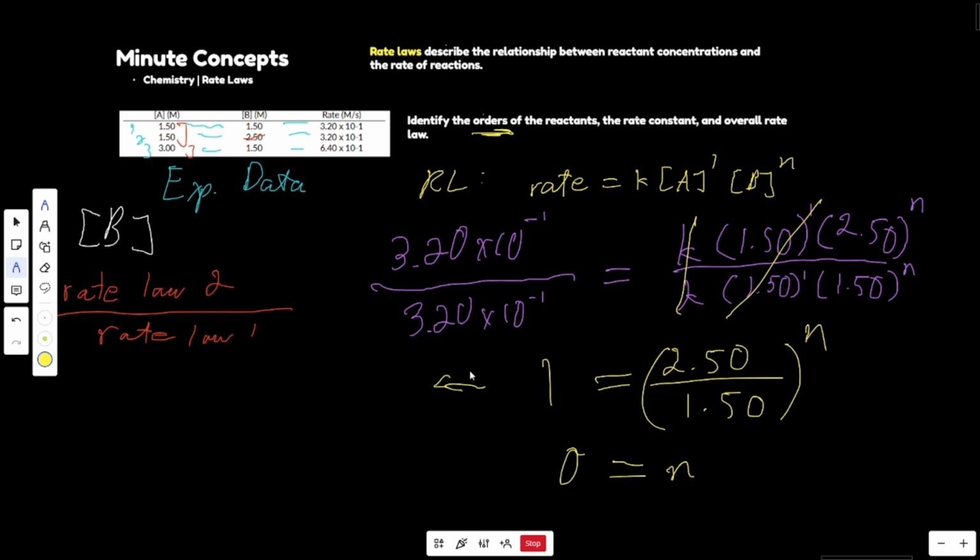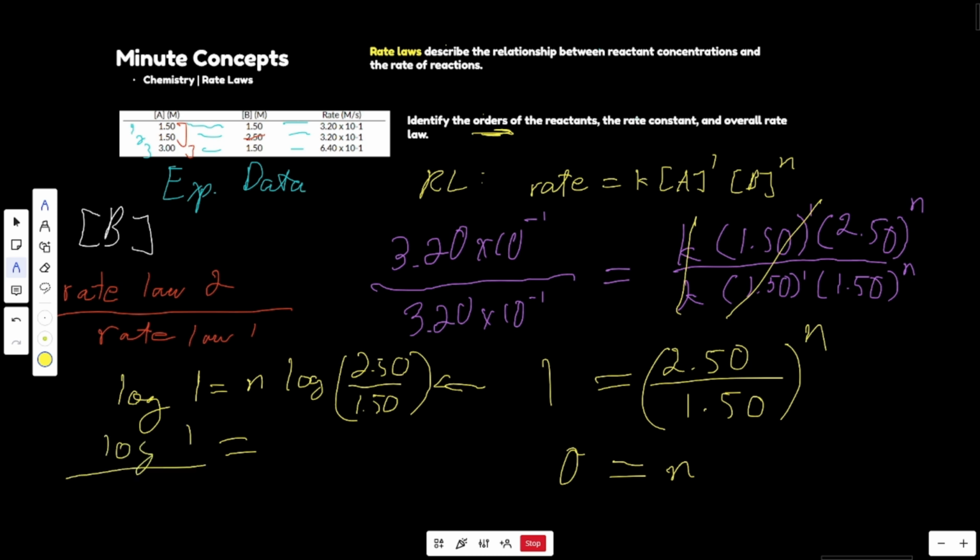Again, the longer version of this would just be log 1 is equal to N times log of whatever 2.50 over 1.50 is. And we would get log 1 over log 2.50 over 1.50 is equal to N. Now log 1 is equal to 0, and 0 divided by any number is equal to 0. So N would be equal to 0.